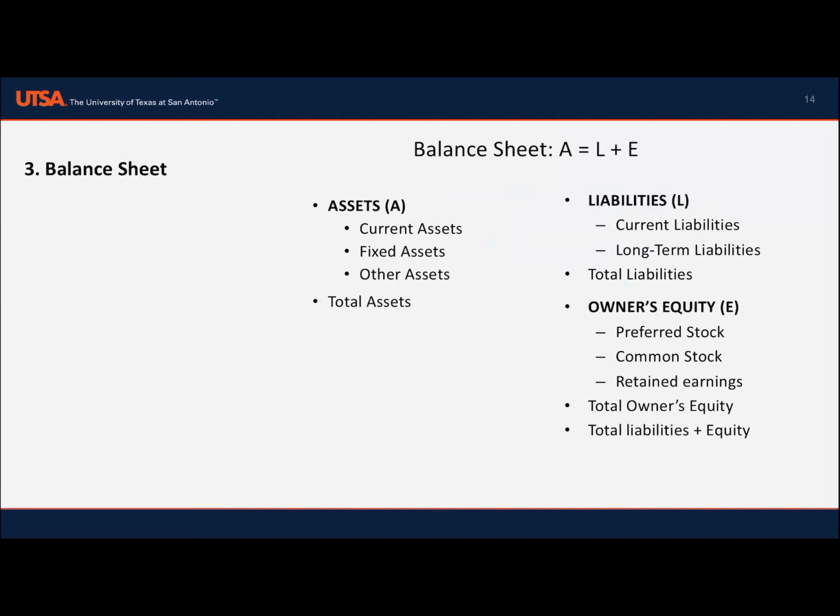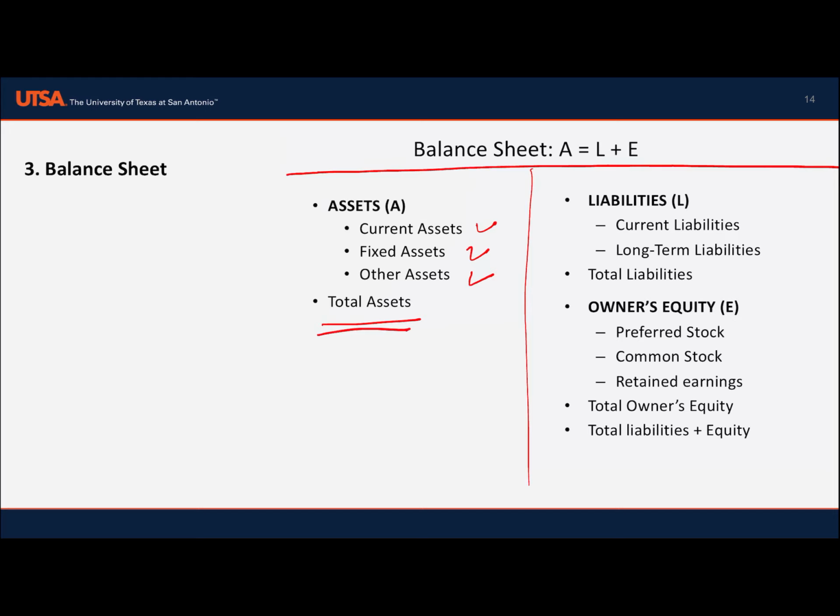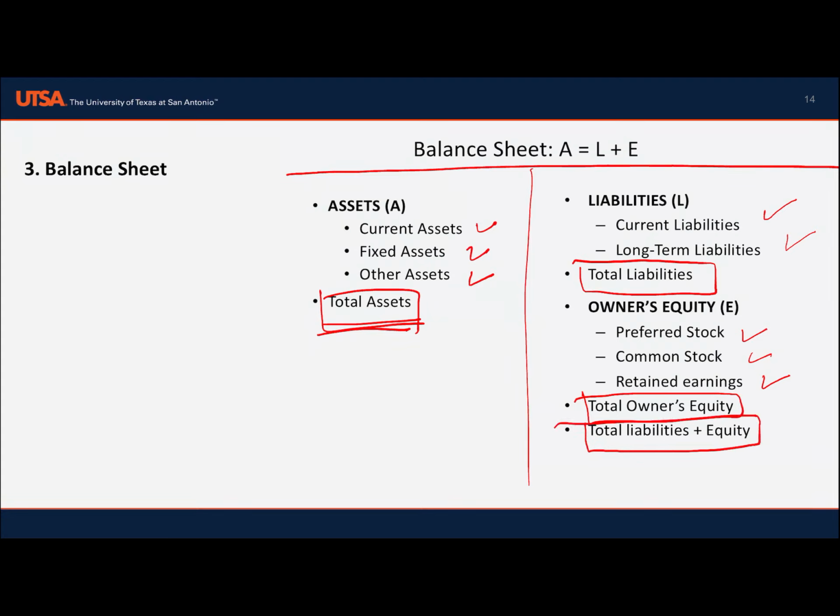Okay, so let's look at the balance sheet again. As you see, assets include current assets, fixed assets, other assets, and we have total assets here. And we have liabilities: current liabilities, long-term liabilities, and total liabilities. We have owner's equity, including preferred stock, common stock, and retained earnings. And we have total owner's equity, and total liabilities plus equity, which should be equal to total assets.